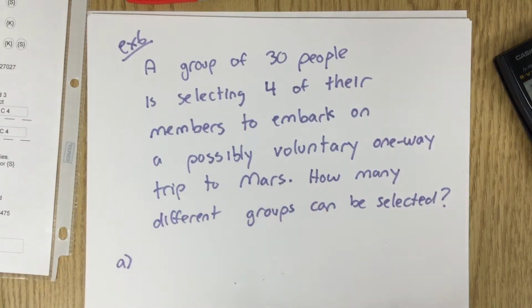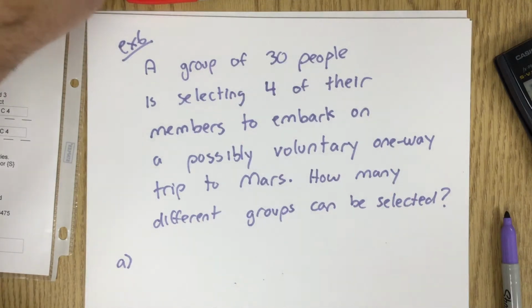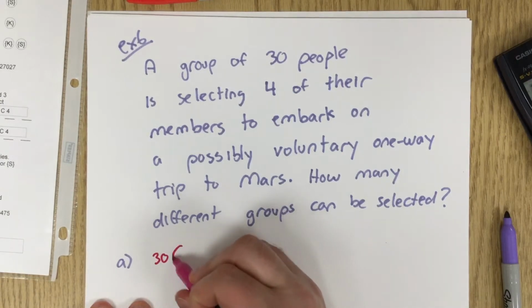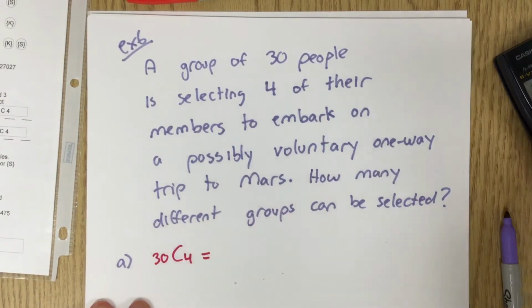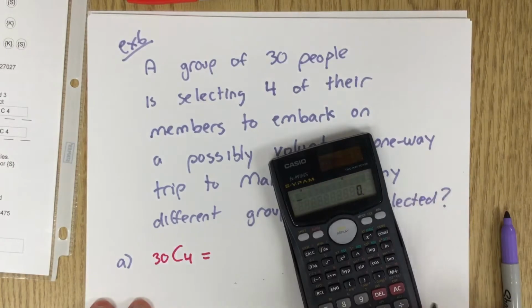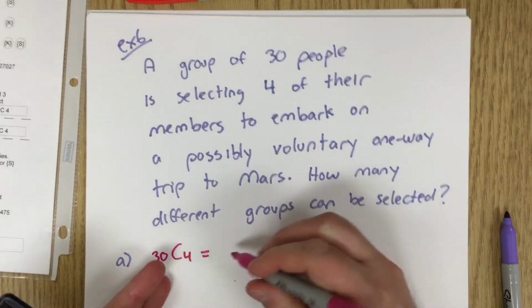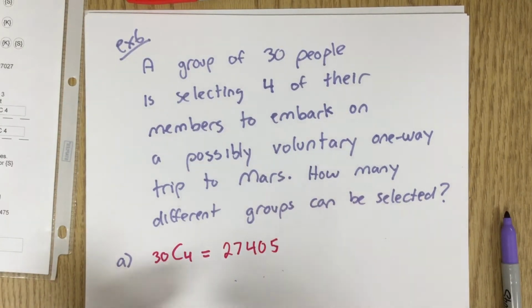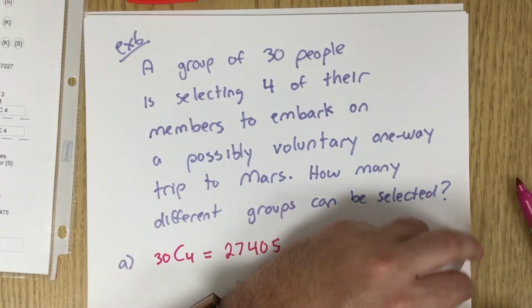We're going to have B, C, D, E. So we have 30, and we're selecting 4 of them. So the order doesn't really matter. So that's going to be a pretty straightforward 30 choose 4, which is 27,405. Okay.